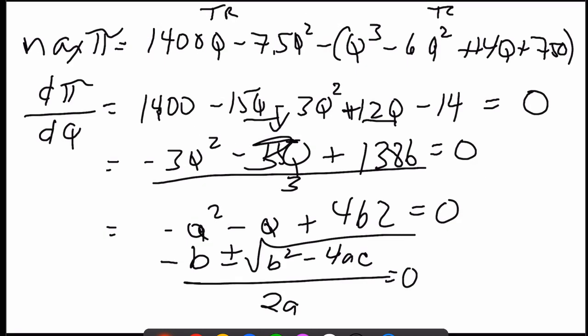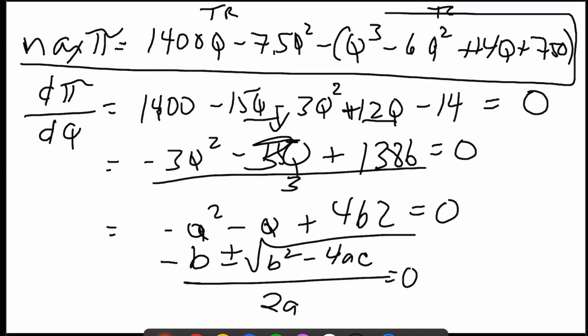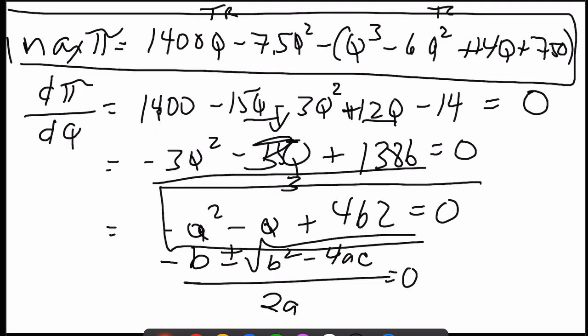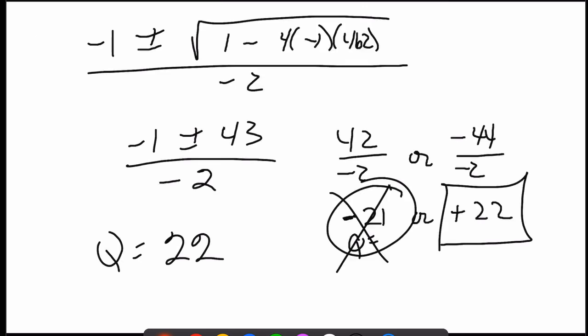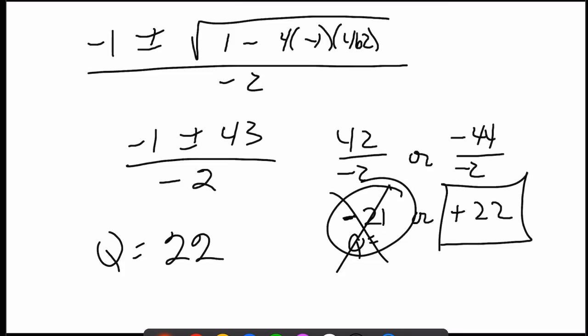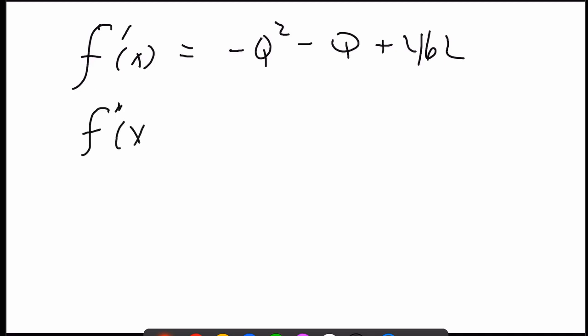Now, he said we could come back to this thing again and take the second derivative, right? And we simplified that equation down to this. So we've got the first derivative was what? Minus q squared minus q plus 462. So the second derivative is going to be minus 2q minus 1.